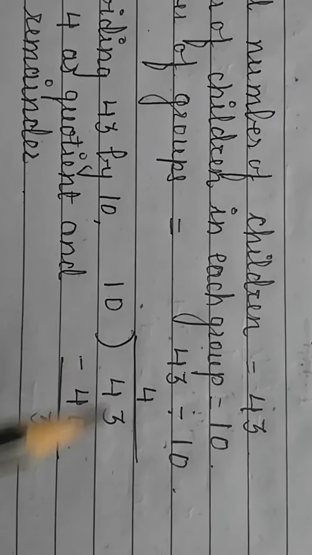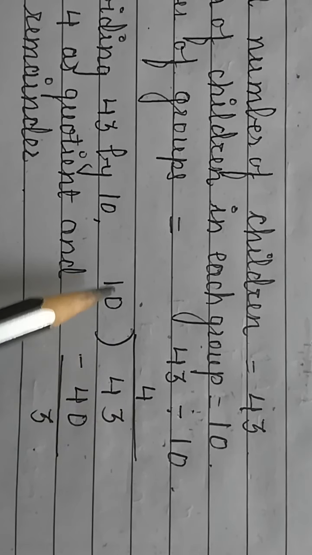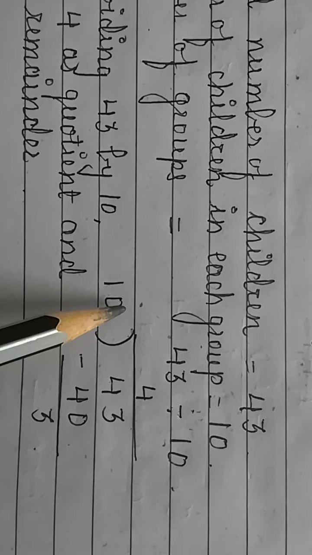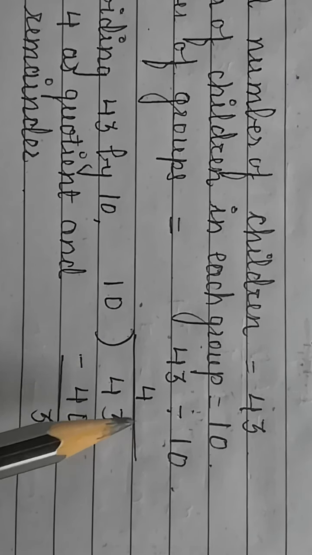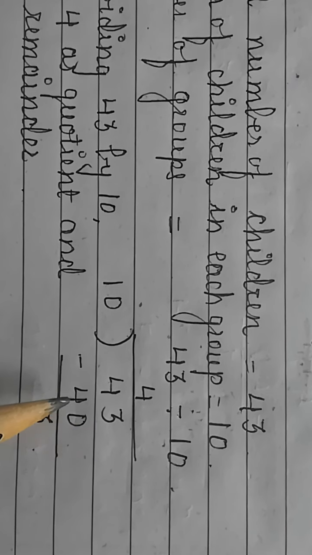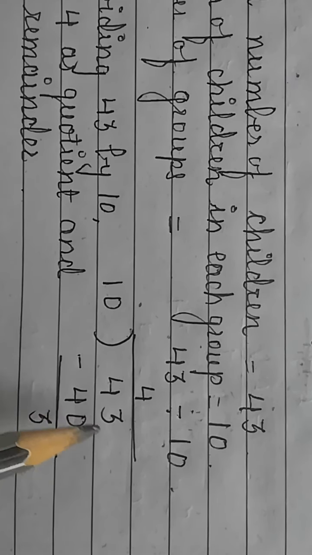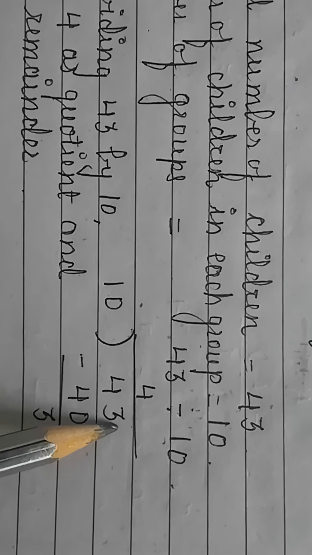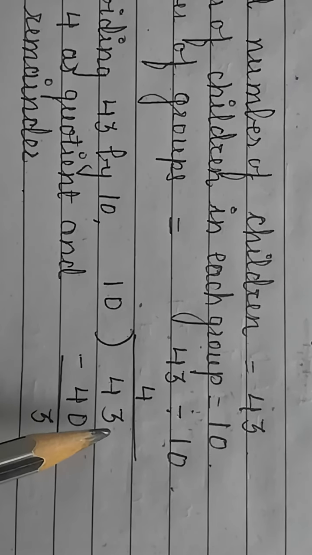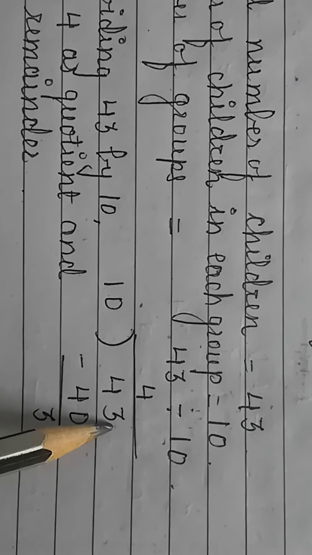Now, children, the table of 10 is easy. So let's recite the table of 10. Yes, 10 ones are 10, 10 twos are 20, 10 threes are 30, 10 fours are 40, 10 fives are 50. See, we have got the number 40, which is less than 43. So we'll subtract this number 40 from 43.